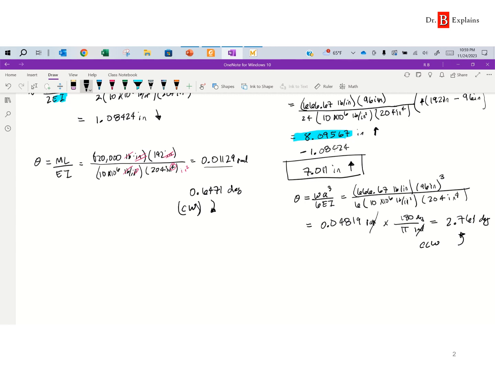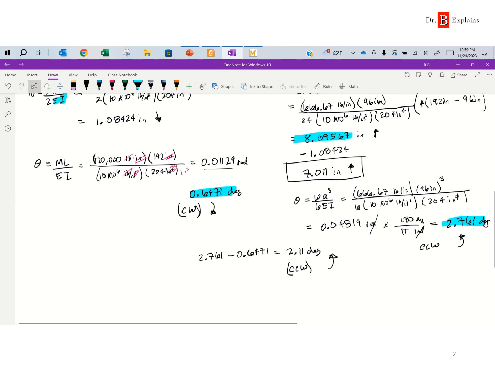So then what's the slope at the end? Well, you guessed it, right? We have the two numbers. Obviously, this one here is bigger than that one. So when we take the difference, 2.761 minus 0.6471, you get that the angle is then 2.11 degrees. Again, because the 2.7 is bigger and that was counterclockwise, we can write here counterclockwise, right, or that direction.